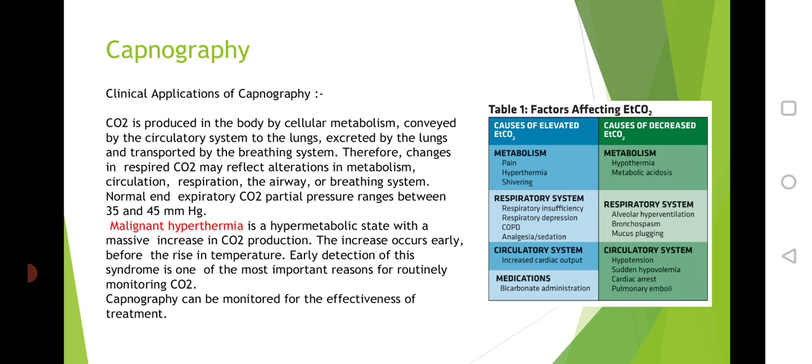Factors affecting EtCO2. Causes of elevated EtCO2: metabolism, pain, hyperthermia, shivering; respiratory system, respiratory insufficiency, respiratory depression, COPD, analgesia or sedation; circulatory system, increased cardiac output; medication, bicarbonate administration. Causes of decreased EtCO2: metabolism, hypothermia, metabolic acidosis; respiratory system, alveolar hyperventilation, bronchospasm, mucus plugging; circulatory system, hypotension, sudden hypovolemia, cardiac arrest, and pulmonary emboli.